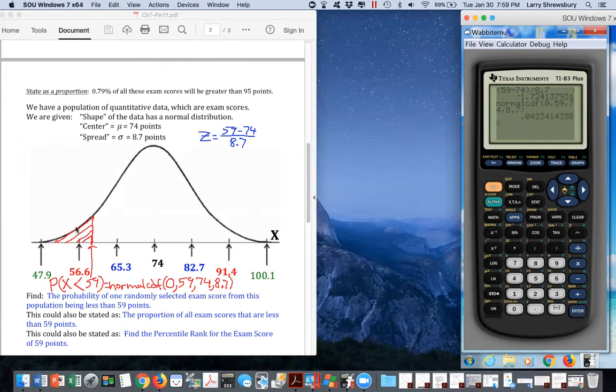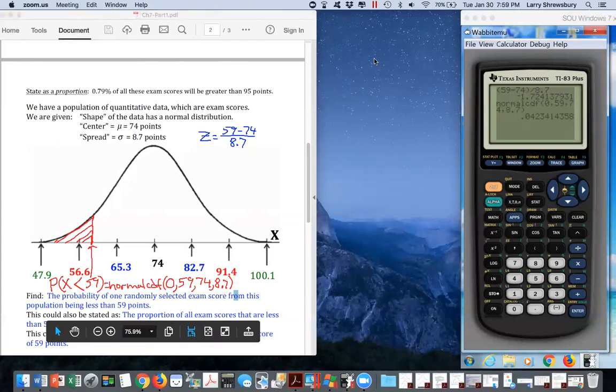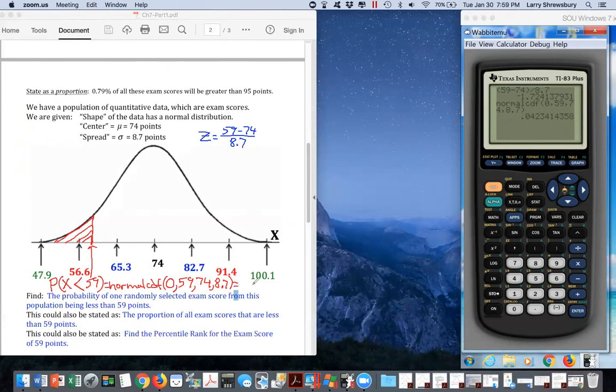And that makes sense because we knew that from this tick mark to the left was 2.5%, so we knew it had to be more than 2.5%. And this seems reasonable, 4.23%. Here, I'll go ahead and first write it as a decimal and then as a percentage. So we got here 0.0423, which equals 4.23%.